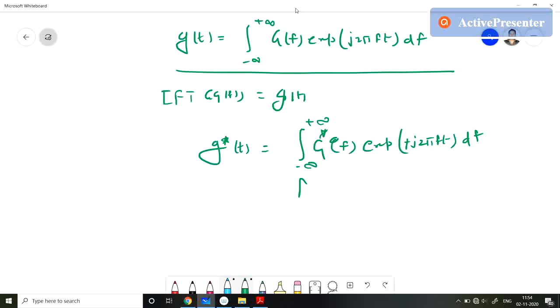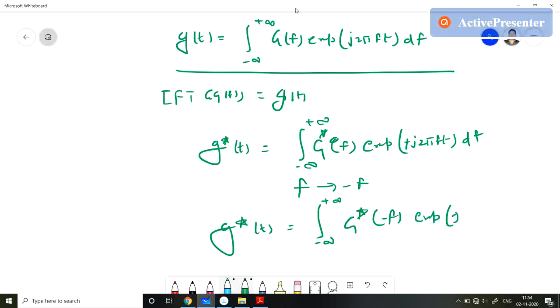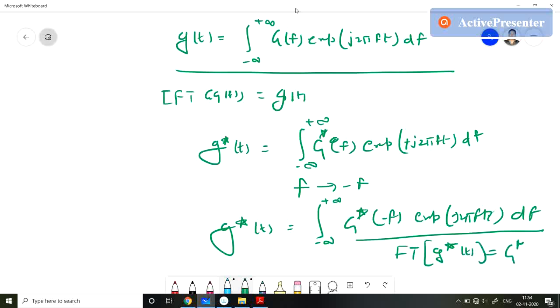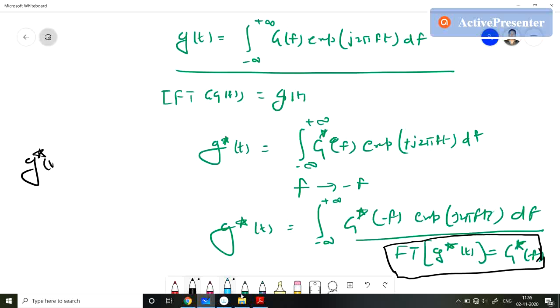Now if we replace f with minus f, then we will get g conjugate(t) equal to the integral from minus infinity to plus infinity of G conjugate(minus f) exponential minus j 2 pi ft df. Now we can see that this is nothing but the Fourier transform. So basically the Fourier transform of g conjugate(t) is equal to G conjugate(minus f). If we carefully see the relation, the Fourier transform of g conjugate(t) is nothing but G conjugate(minus f).